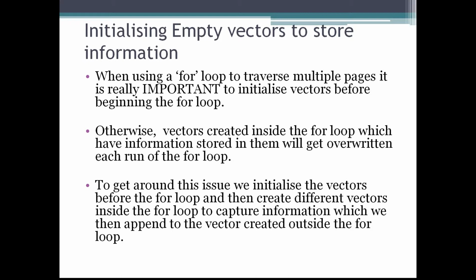So what we need to do to get around this issue is to initialize vectors before you have the for loop. So you create the empty vectors, you then have the for loop, and then within that for loop you're extracting information into a vector, and then you're appending that vector into the vector you created outside the for loop. And that is a way of getting around this issue of information being overwritten inside the for loop. And again, that will become more apparent when we talk through the actual code, the actual script.